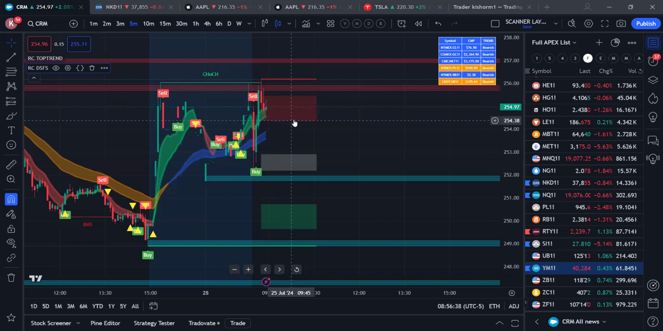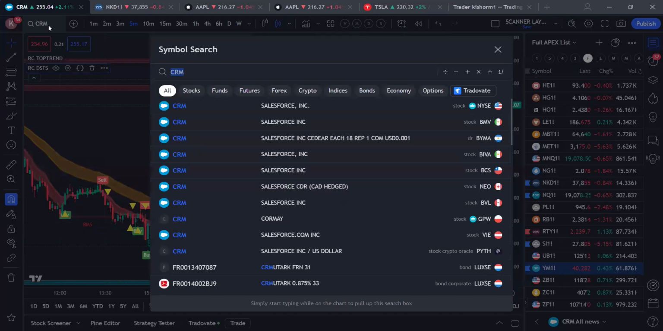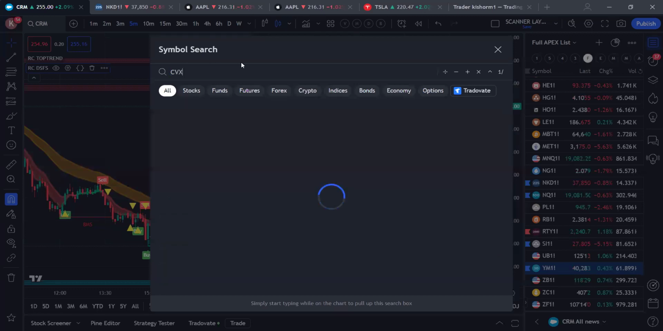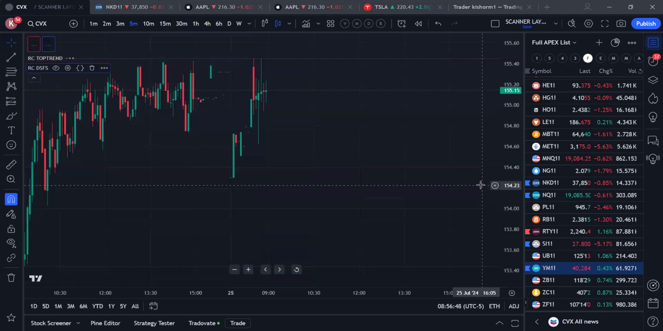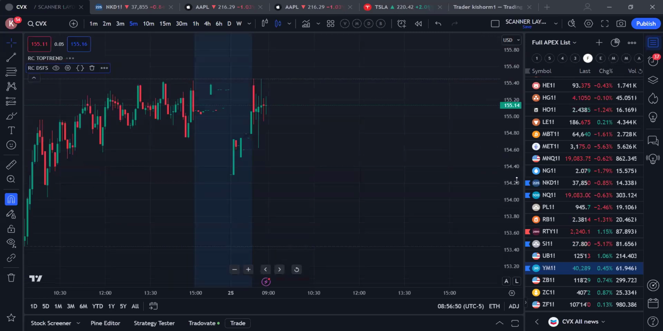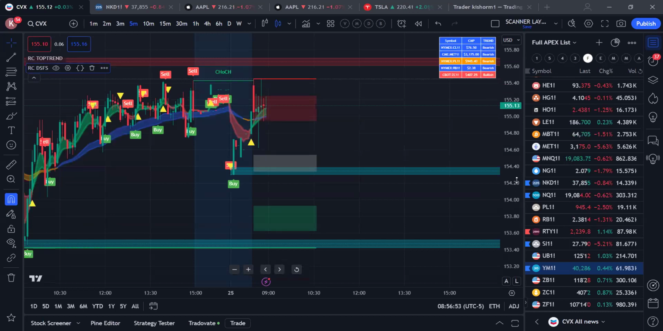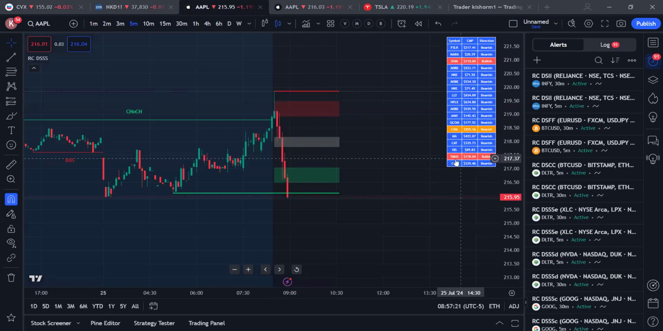Okay, CRM, we are waiting for the sell signal. Let us also watch for CVX. CVX also went all the way to the top. That's the resistance. And now it is in a premium area. So as of now, we have a buy signal. If we see a sell signal, that means we can buy the puts for CVX. So you can see CRM.